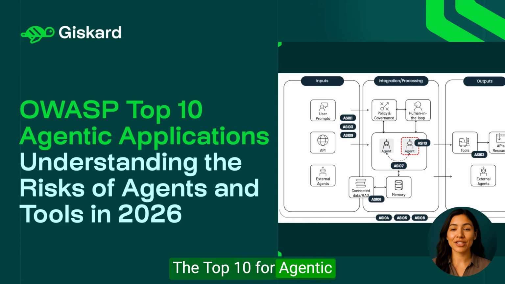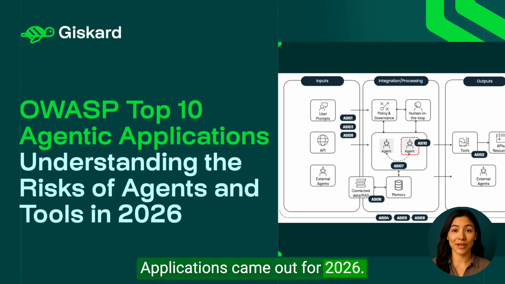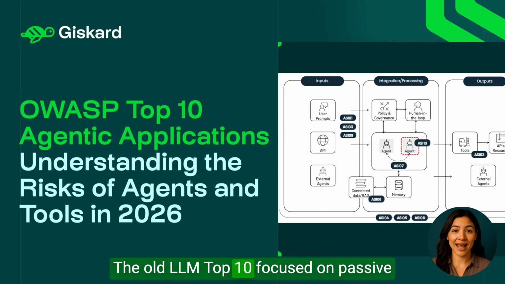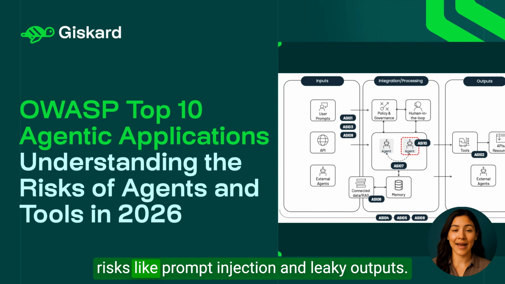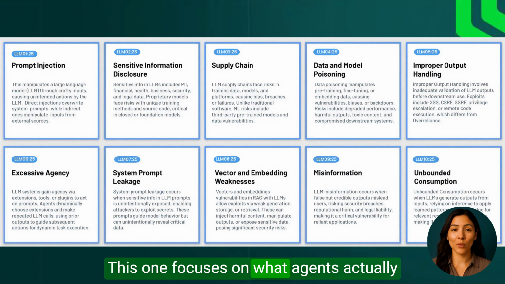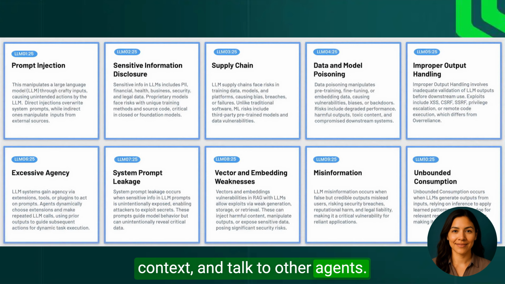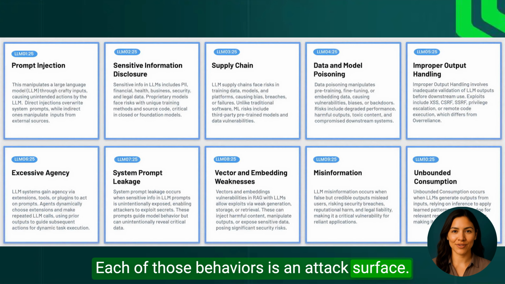The top 10 for Agentic Applications came out for 2026. It is OWASP's first dedicated list for autonomous AI. The old LLM top 10 focused on passive risks like prompt injection and leaky outputs. This one focuses on what agents actually do: pursue goals, call tools, remember context, and talk to other agents. Each of those behaviors is an attack surface.